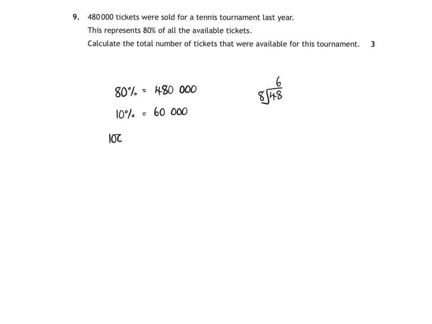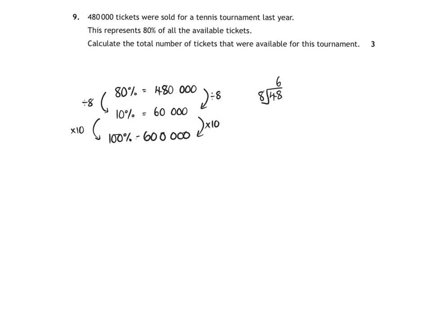So the 100%, so what we've done there, as a little reminder, is we've divided by 8. So I have to divide both sides by 8, because we have to do the same to both sides. So then I'm timesing by 10, so I need to times by 10 on this side too. So we get that it's equal to 600,000.